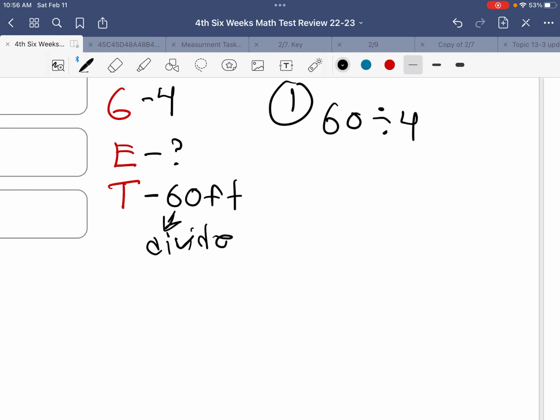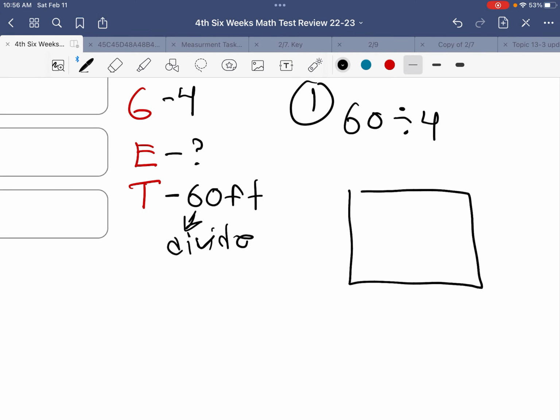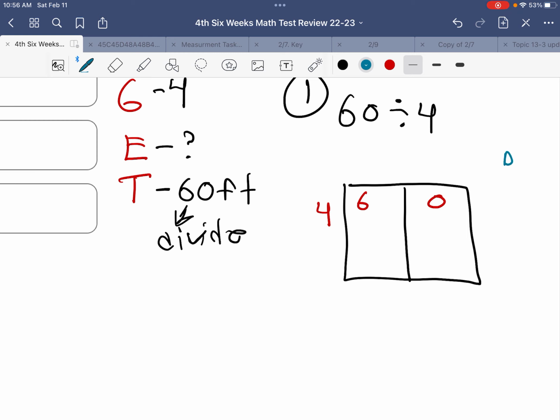I'm going to do my box. Cut it in half. Put 6 here, 0 in the other one, and 4 on the side. If you don't remember how to divide, let's write our steps. So divide, multiply, subtract, bring down, repeat. So 4 can go into 6 one time. I divided. 4 times 1 is 4. I multiplied. 6 minus 4 is 2. I subtracted. Now I'm going to bring down. And I'm going to start over. So repeat, start over. Then I divide again.